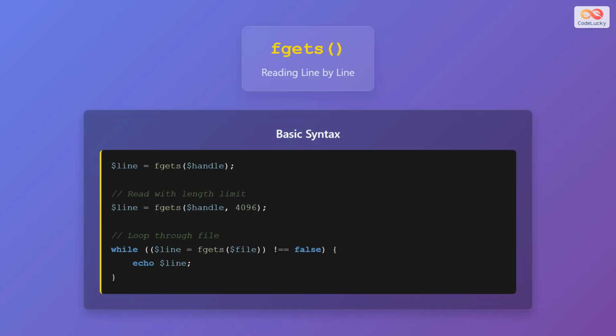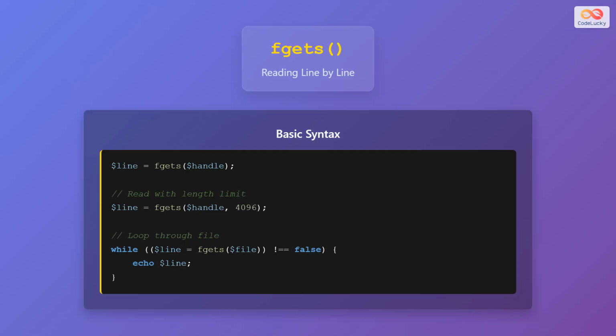Now let's discuss the fgets function. The fgets function in PHP is used to read a single line from an open file. It's very useful for processing text files line by line. It stops reading when it encounters a new line character or reaches the end of the file. Here's the basic syntax. The line variable is equal to fgets with the parameter fileHandle. We can optionally pass in a length limit. In this case, the line variable is equal to fgets with parameters fileHandle and 4096.